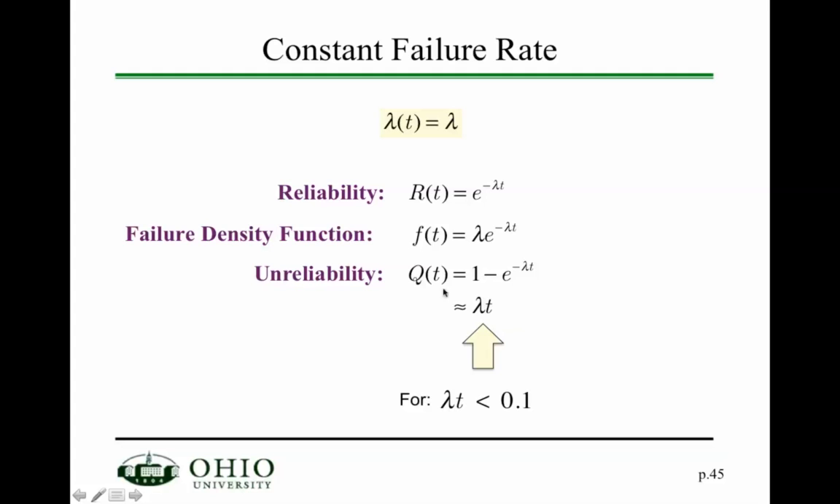And think about it this way. The unreliability, the probability of failure in a time interval t, is of course basically approximated by the number of failures per unit of time times time. So that would be your easy way of looking at it. Typically, as a rule of thumb, when lambda times t is smaller than 0.1, this approximation is valid.